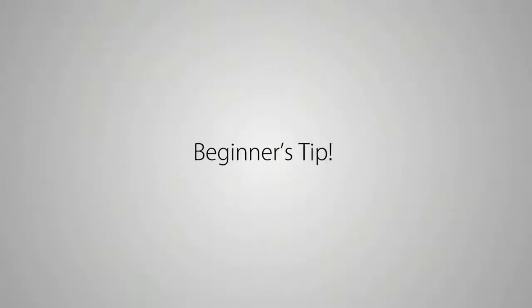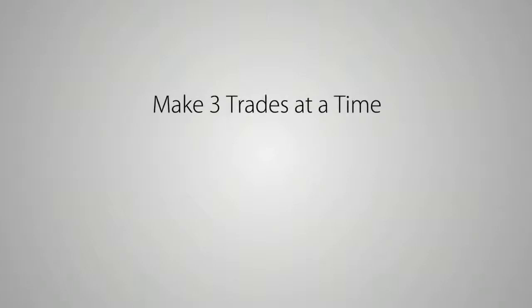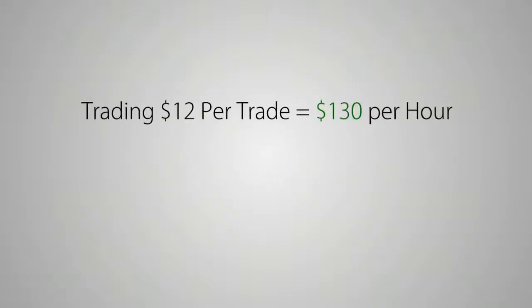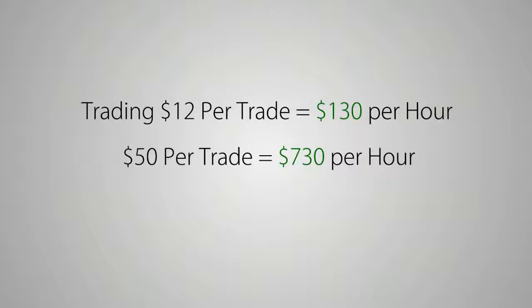All right, everybody, that concludes the software demonstration. I'm going to go ahead and leave you with a little beginner's tip that I give most of the beginning beta testers of our groups. What I suggest you do is make 3 trades at a time, minimum $12 to $50 each every 10 minutes. Now, you saw before that you can place more than one trade at a time, okay? Now, what this does is it enables you, if you're trading at $12 per trade, to make $130 per hour. At $50 per trade, that's $730 per hour.